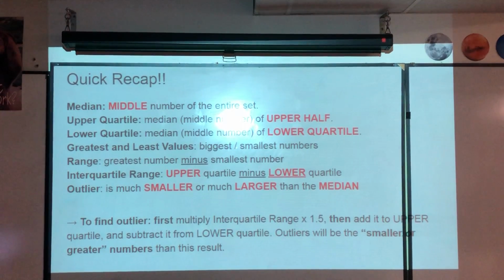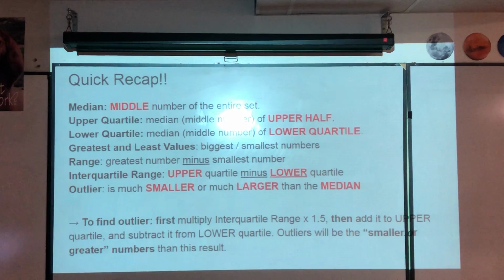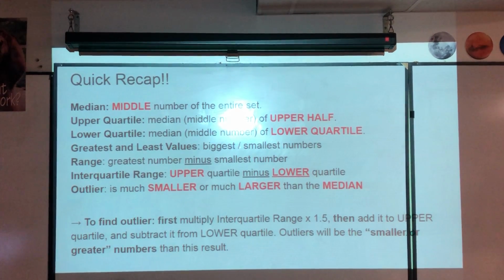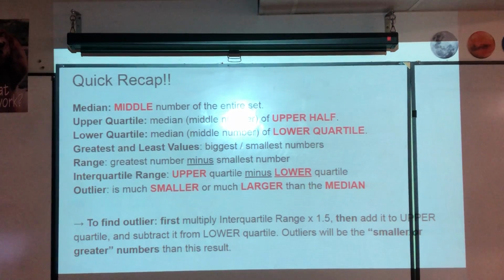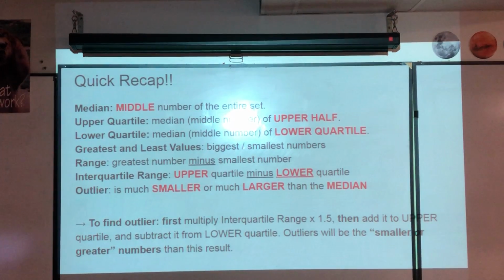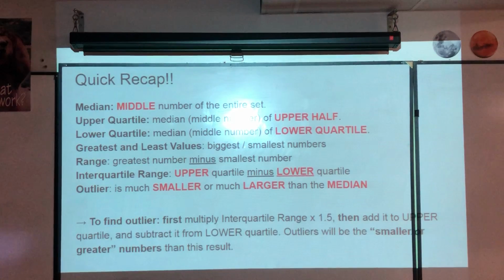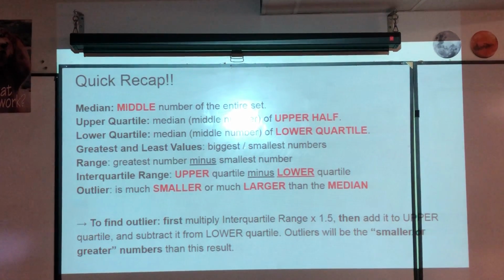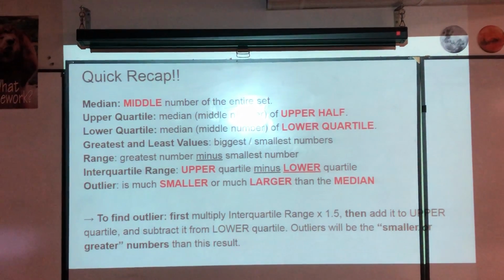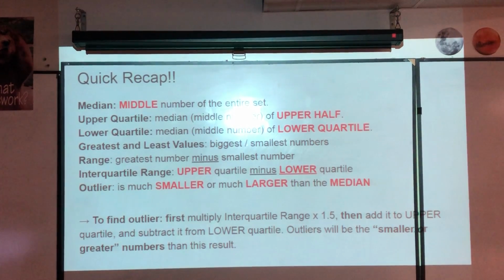And then finally we have the outlier. The outlier is the number that is really much smaller or much larger than the median. They are usually easily spotted because they are different from the rest of the data. But there is one mathematical way of finding it. And we saw that yesterday in our class.